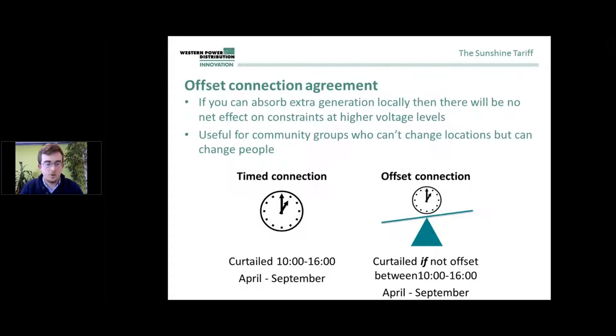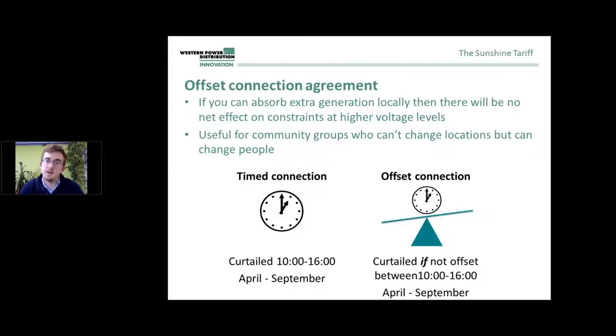Whilst those connections all look at the flexibility of generation, the Sunshine Tariff wanted to combine that with the potential flexibility around demand, especially with the links that WREN had with their local community. The aim was to take that timed connection as a base, a quite simplistic connection agreement, and add to it the ability to generate during that constrained period. So between April and September, between 10 and 4, allowing people to generate if they could find enough demand within the local network to offset it.